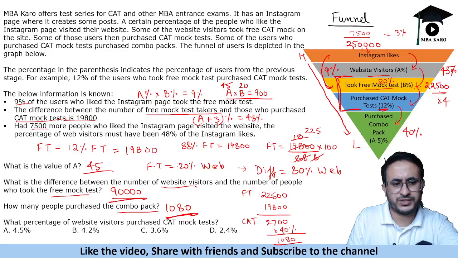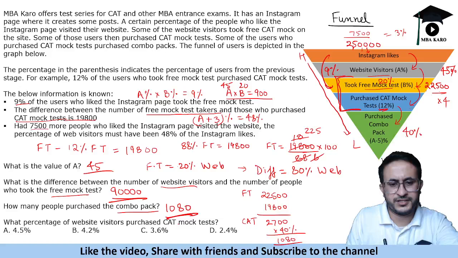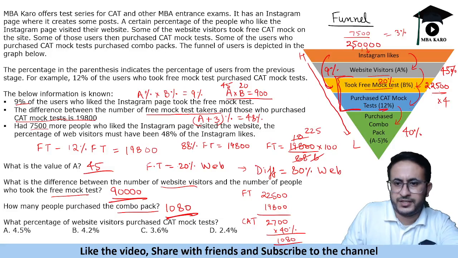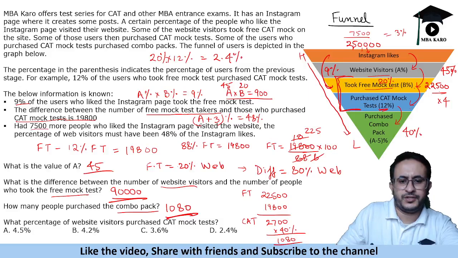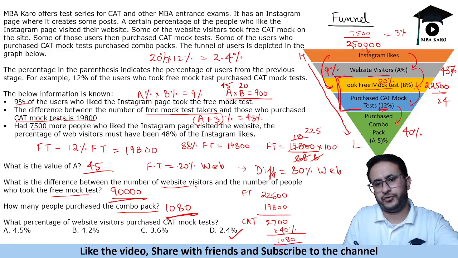Then we have the last question. What percentage of website visitors purchased the CAT mock test? Okay. So website visitors, B percent into 12%. B is 20. 20% into 12%, that is 2.4%. So the answer is 2.4%.